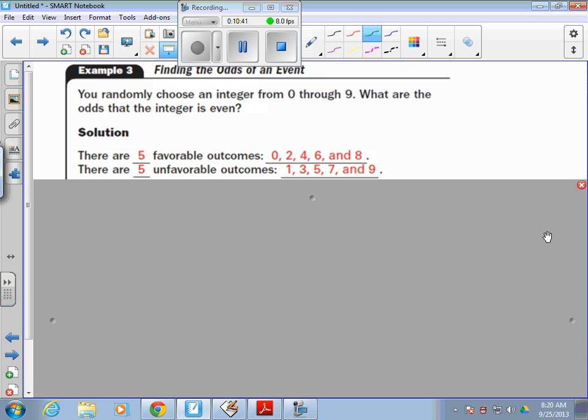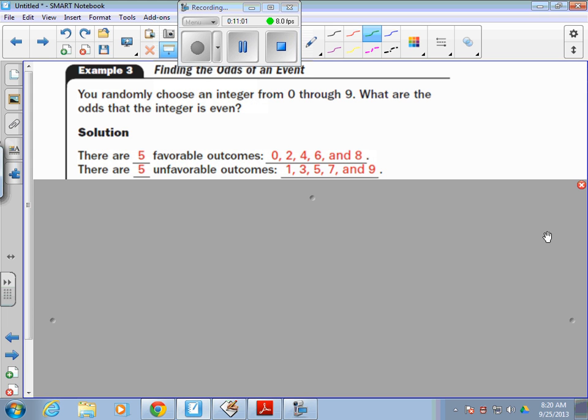And then finding odds of an event, you randomly choose an integer from 0 to 9. Integers just mean numbers without decimals or partial numbers. So 0 through 9, what are the odds that an integer is even? Okay, so we have favorable outcomes, 0, 2, 4, 6, and 8.